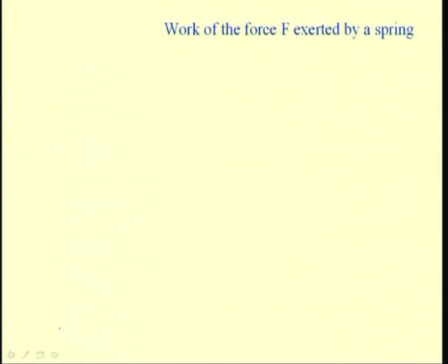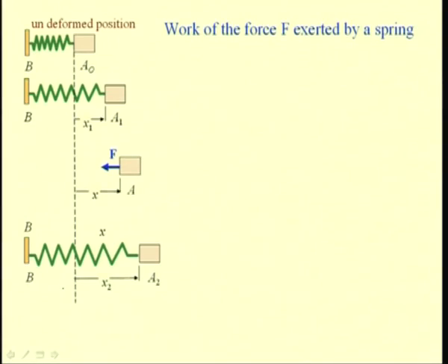Let us see another kind of force that is exerted by the elastic springs. Here in this picture, you see a spring in an undeformed position attached to this body. Let us define this dotted line as our datum. This position A0 is the mean position where the spring is neither elongated nor compressed. So, no force acts on this body.